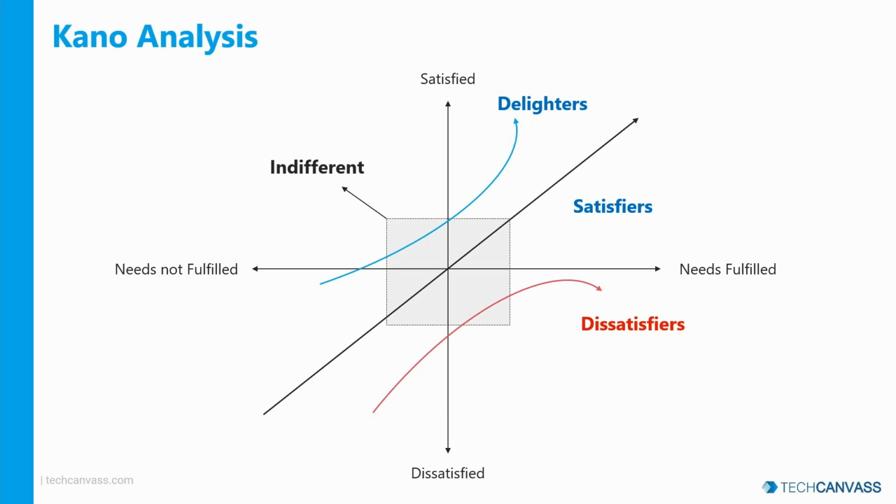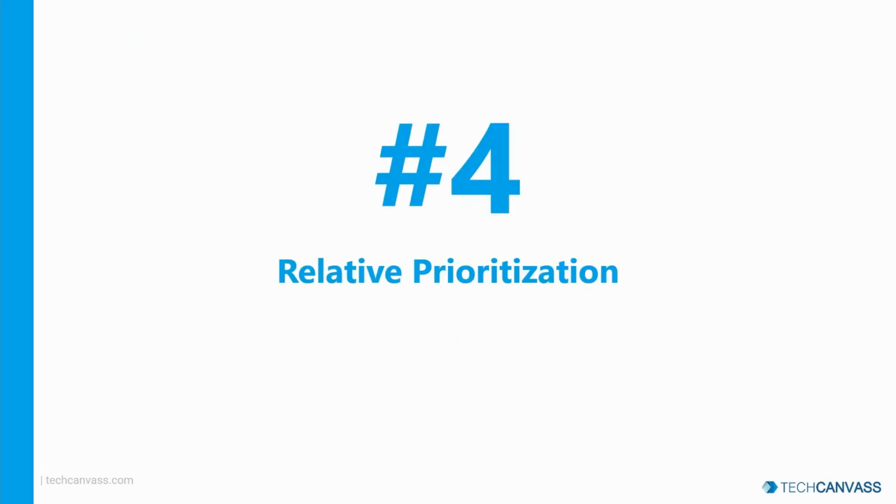And dissatisfiers, they are the features that will cause a user to dislike the product if they are not there, but will not necessarily raise the satisfaction if they are present. And finally, indifferent, these are the features that have no impact on customers, whether they exist or do not exist. We should try to eliminate these features as they do not add value, and we will end up spending effort developing these features. The next technique is called relative prioritization.